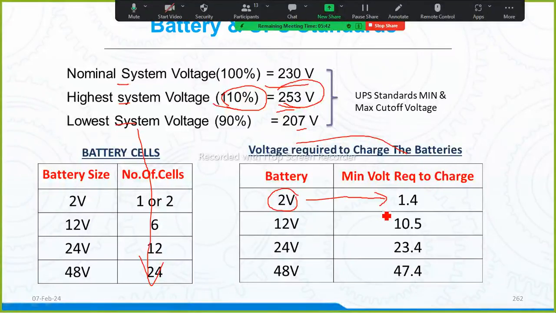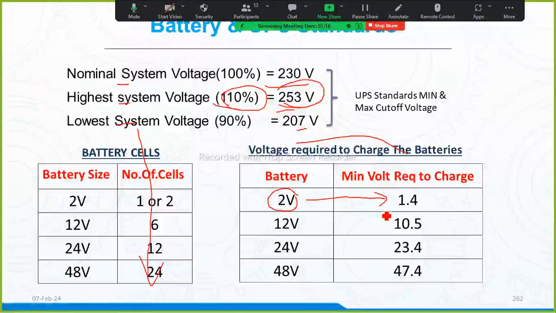In the same way, what this table is saying is that if it's a 2-volt battery, the minimum standard voltage required to charge the battery is 1.4. If it's a 12-volt battery, the voltage required is 10.5. For a 24-volt battery, it is 23.4. And a 48-volt battery requires 47.4 volts to charge. Okay, these are the minimum voltages required to charge the battery as per the standards.